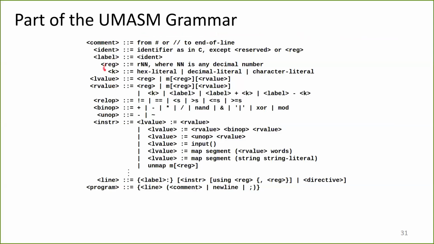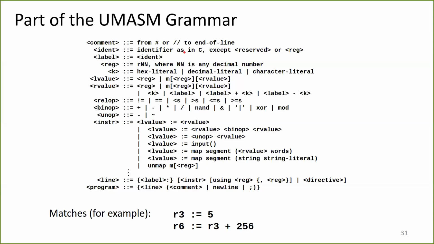As another example, a register is the letter R followed by some decimal number that's represented here with NN. And an identifier, anywhere where you see ident in angle brackets, that's just an identifier that follows the C rules, except you can't use reserved UMASM terms, which aren't shown in this snippet, but are in the full grammar, and you can't use register names as identifier names.